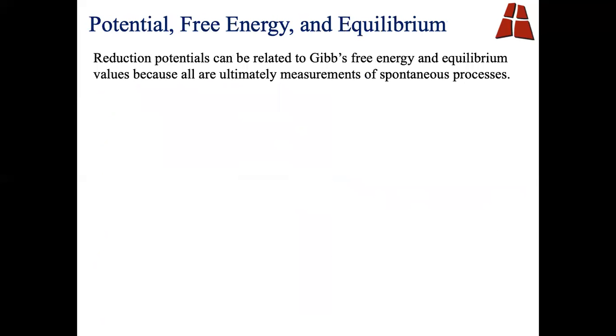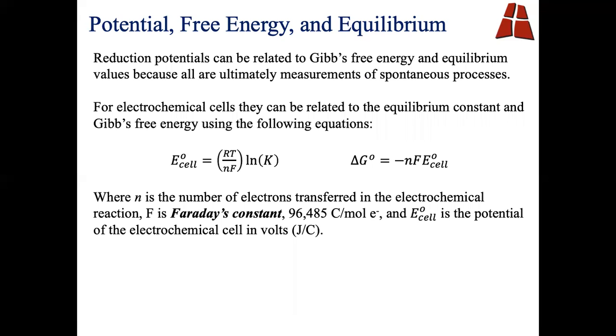Okay. And so ultimately that discussion of spontaneity should ring a bell for you, and we can actually relate our reduction potentials back to our Gibbs free energy as well as our equilibrium values, so our K values, equilibrium constant K, because they're all ultimately measures of a spontaneous process. And so if we use these two equations for these electrochemical cells, we can relate the potential of our cell back to our equilibrium constant K. We can also relate it to, again, here's our standard cell potential, relate it back to our Gibbs free energy.